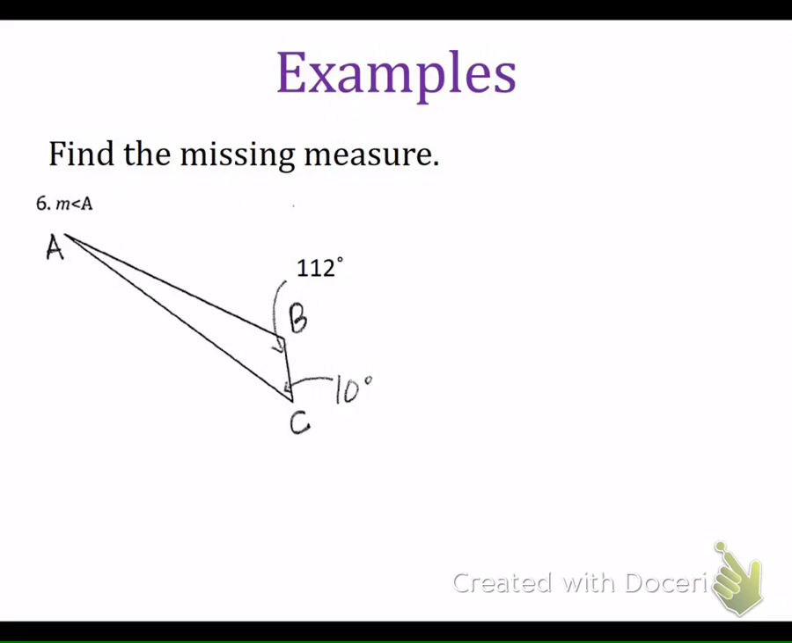Number 6. We are looking for the measure of angle A. I am given the measure of angle C is 10 degrees. The measure of angle B is 112 degrees. So you do 180 minus, minus? 58 is correct. Questions? Hold on, wait a minute.